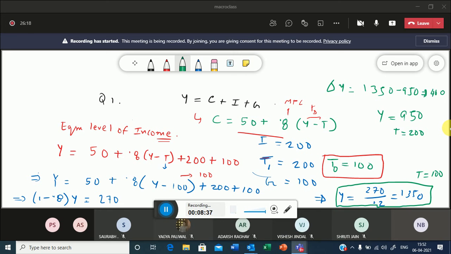Now let's try to do another thing. Because of the change in my tax rate, there has been a net addition in the level of income by 400 rupees. Can we try to do this in a different way? This is how, because of a change in your tax rate, we are seeing a change in your net income. Is it clear to all of you? Please ask me if you have any question.